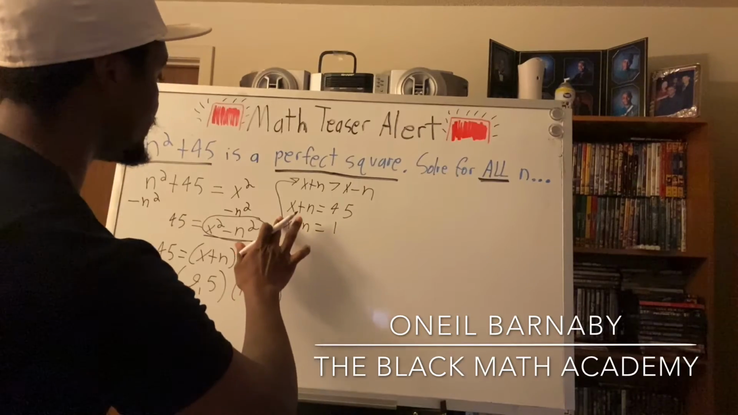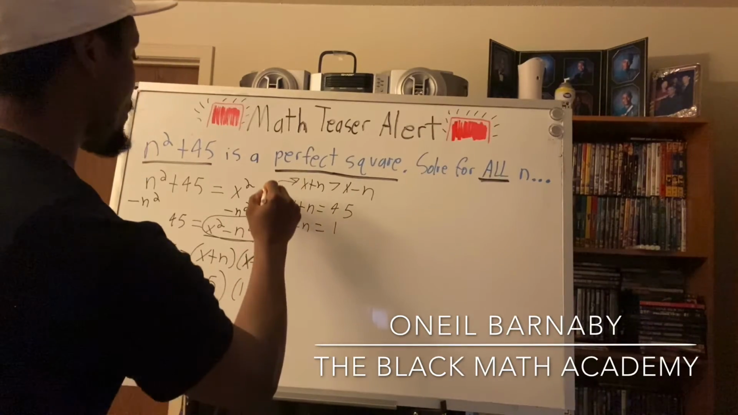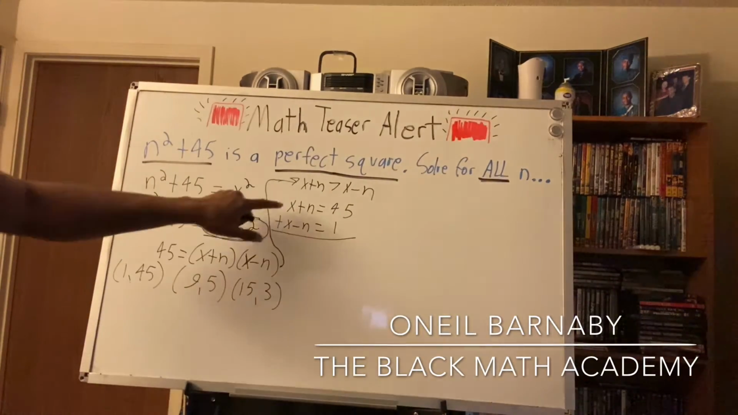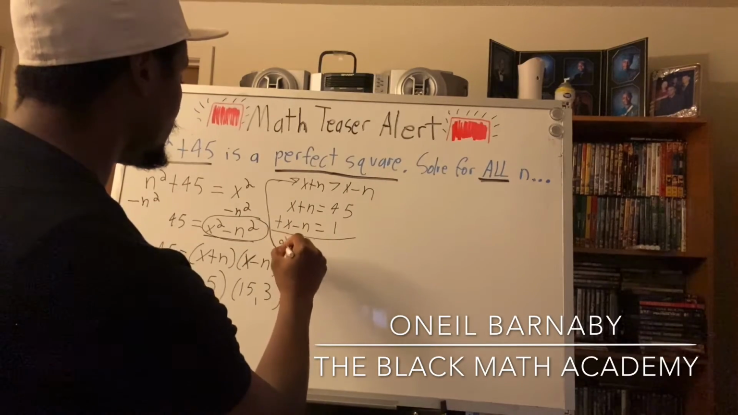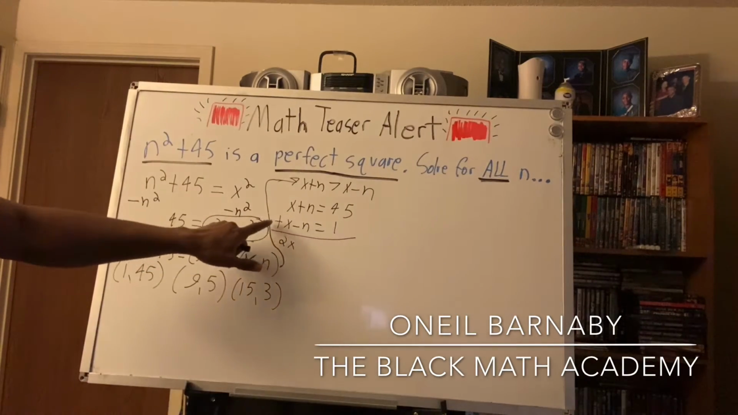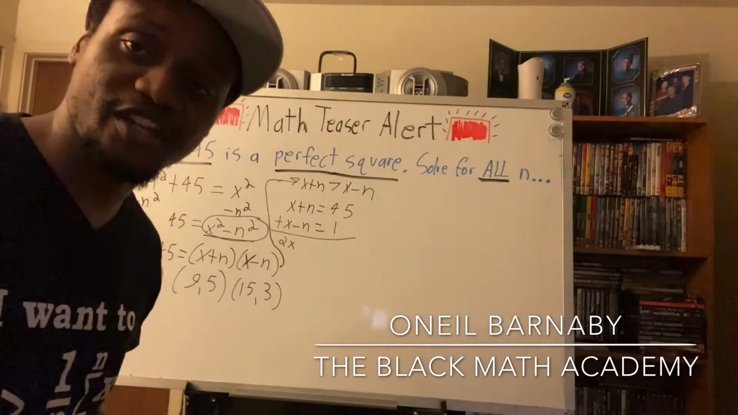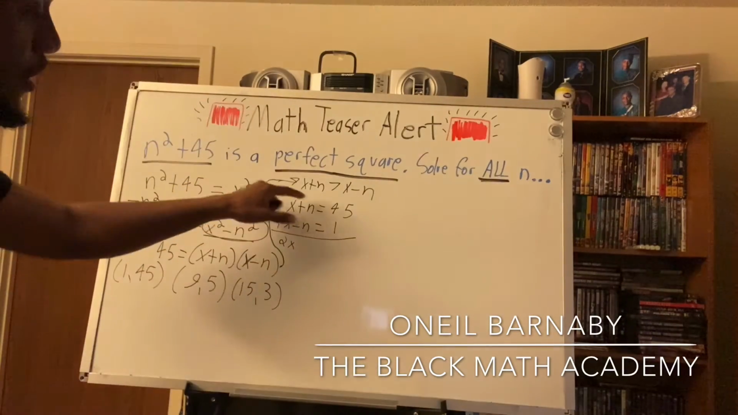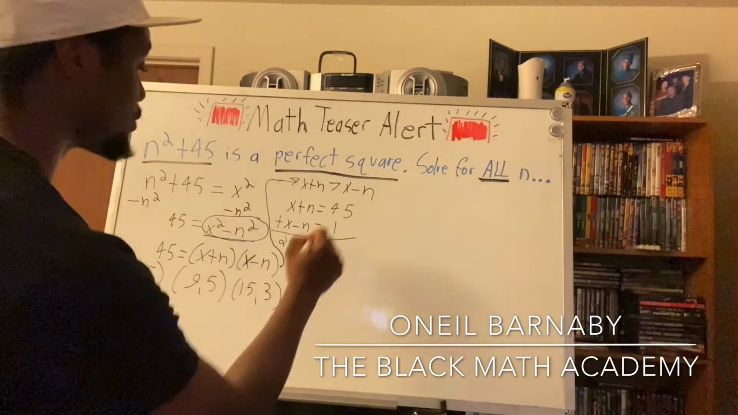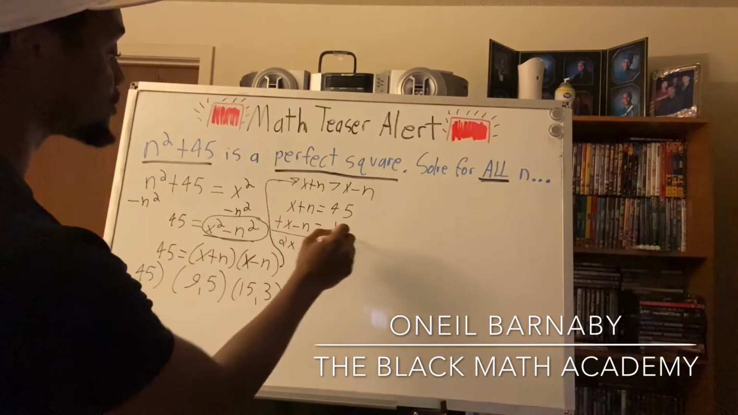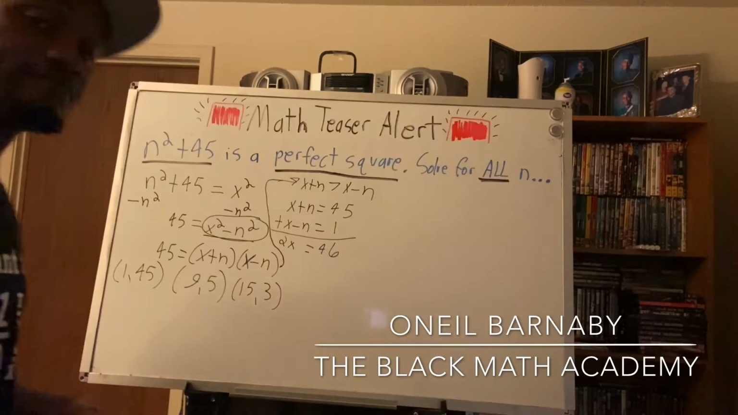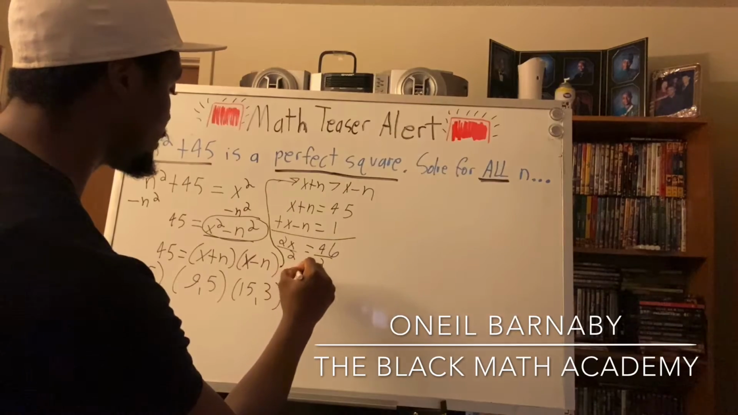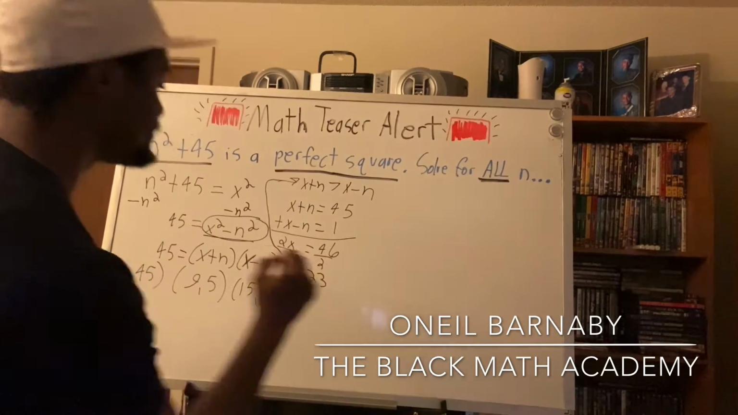Let me get rid of this arrow sign. That way. So here, I would add these two. So x plus x is 2x. N plus negative n is just like saying n minus n. Anytime you add a negative number, it's just like subtraction. So n minus n disappears, and what you're left with is 45 plus 1, which is 46. And here it's simple algebra. You divide both sides by 2, and you get x is equal to 23.